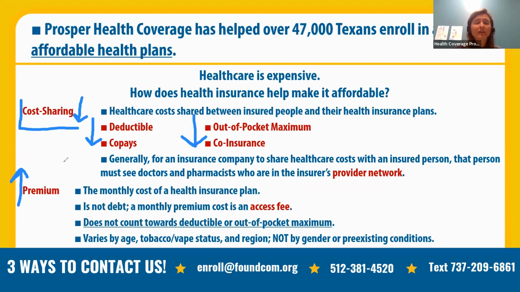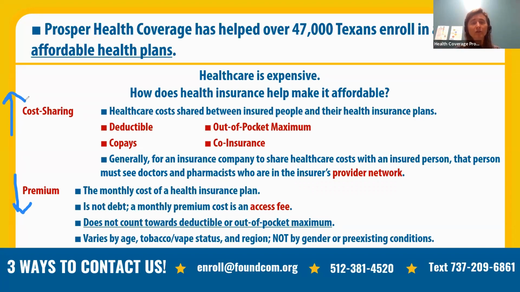So if people have lower monthly premiums, then they will have higher cost sharing, which means their deductible will oftentimes be higher. Their out-of-pocket maximum will oftentimes be higher. Now, that's not true 100% of the time, but just in general, if an individual is willing to pay more per month with their monthly premium for a health insurance plan, then the health insurance company is willing to pay more for that person's healthcare.